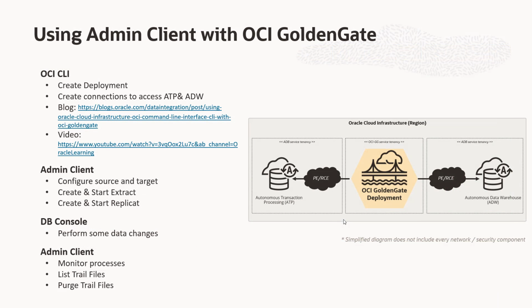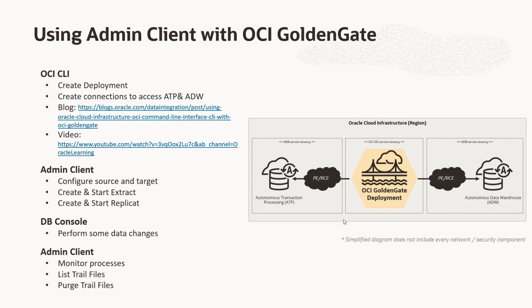So for our use case today, what we're going to do is capture data from an autonomous transaction processing database, or ATP, using an OCI GoldenGate deployment, and then we're going to deliver the data into an autonomous data warehouse, or ADW instance, also running in OCI. Everything is in the same region. We are going to use one single deployment. We could have used two of them, but here we're going to use one.